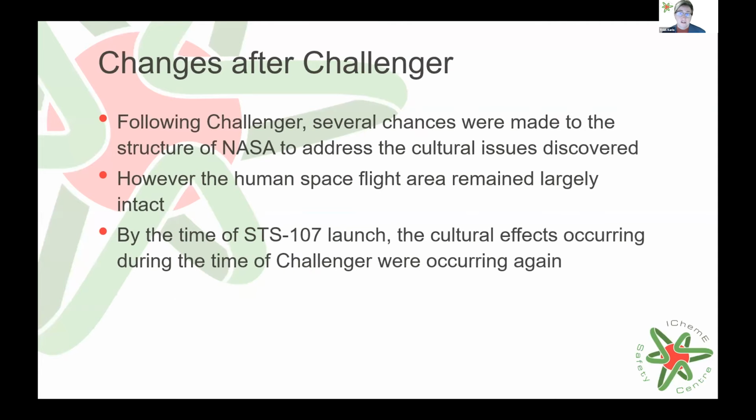If we look at what changed after Challenger happened, there were a lot of changes made to the structure, the organization in NASA, to try and prevent this normalization of deviance occurring and the cultural issues that they found. But they didn't change the part of NASA that managed human spaceflight, where the shuttles were. So they didn't actually change the part where they were having the problem. So by the time it came to launch Columbia, they had not learnt the lessons of Challenger. They had just not learned.